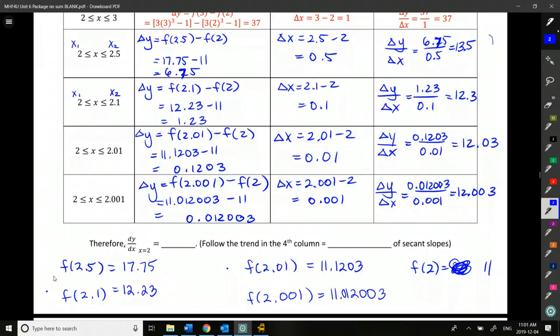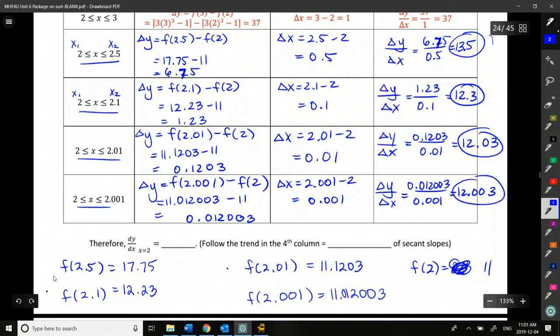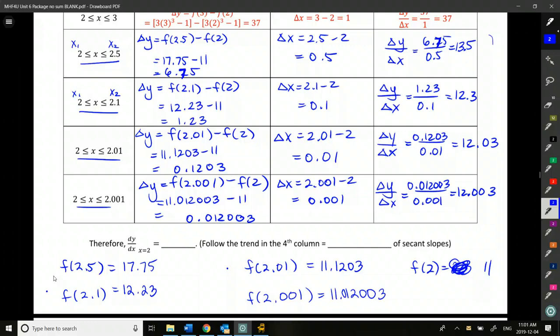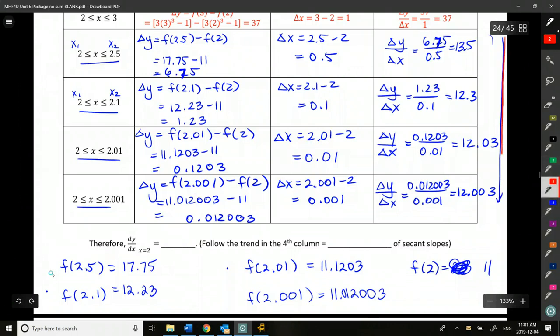Now, here's what we're going to take a look at. As we shrunk the interval down this chart, my secant slopes were getting more and more accurate to what the slope is when x equals 2. So I want to follow what the trend is in the 4th column here. So as we look down this column, what is the slope of the secant getting closer and closer and closer to? 12. So actually, technically, this is an estimate, so we'll say it's approximately equal to 12.